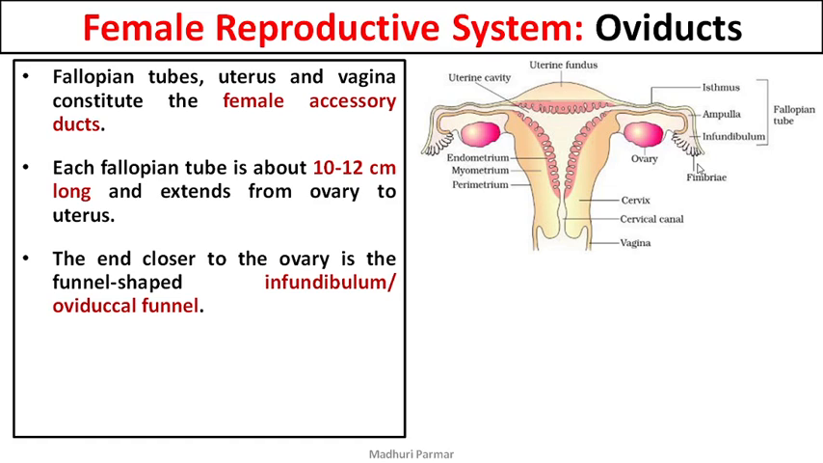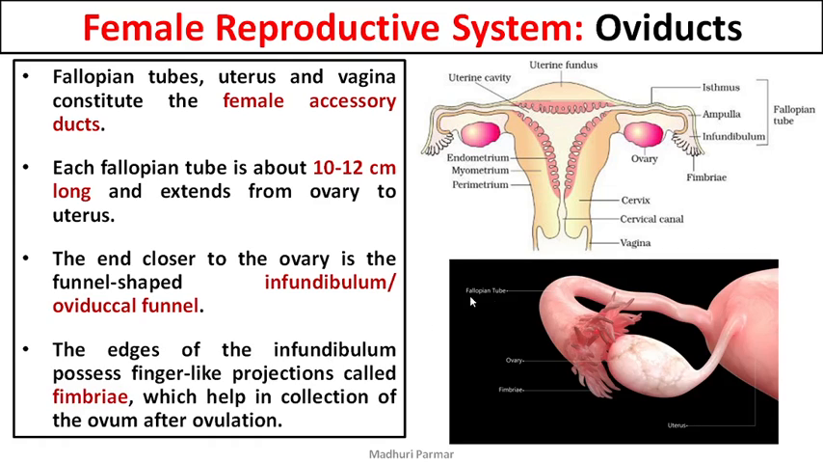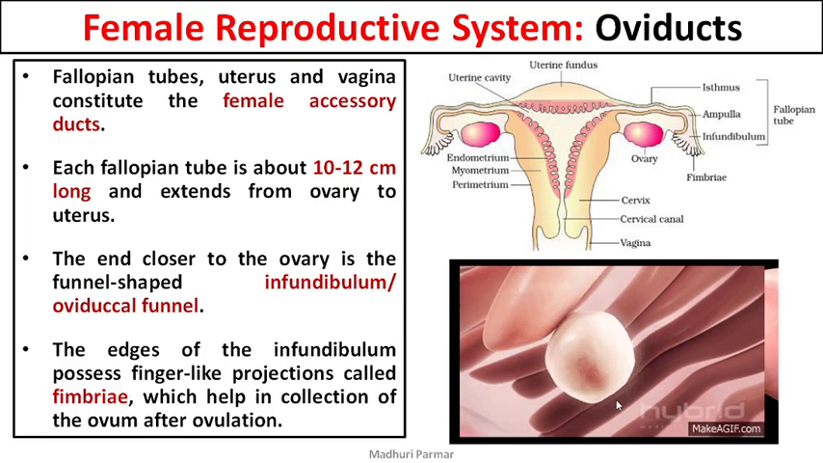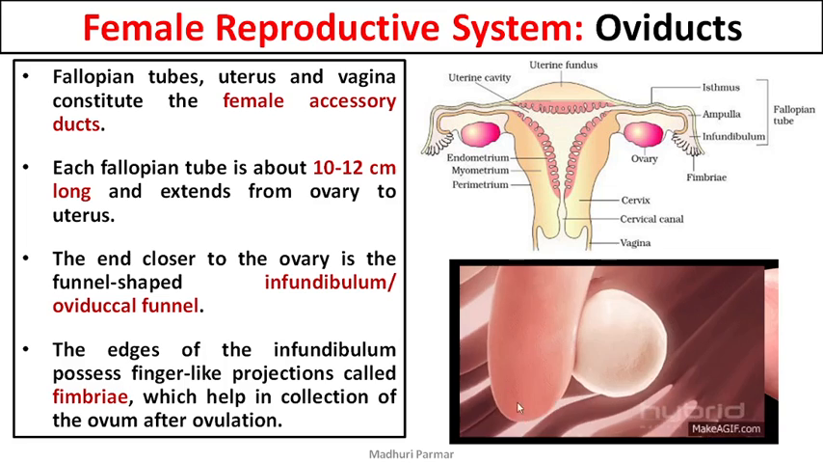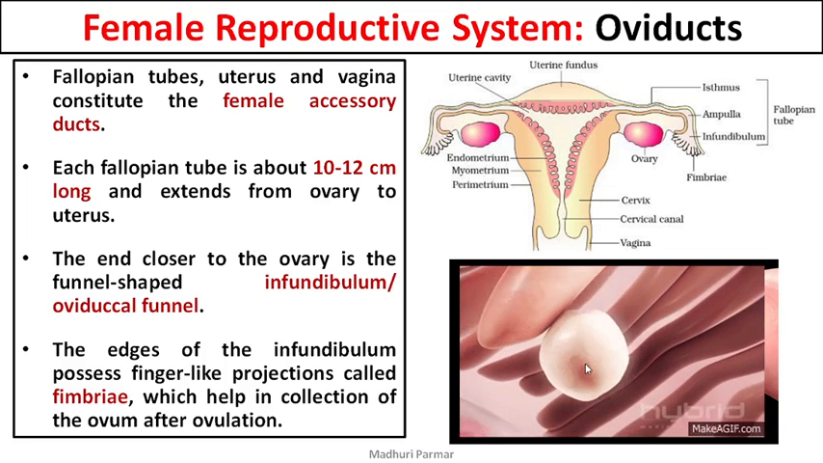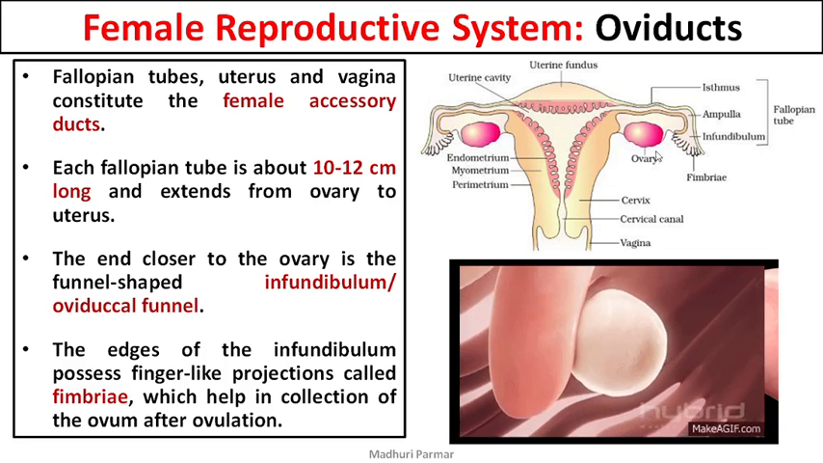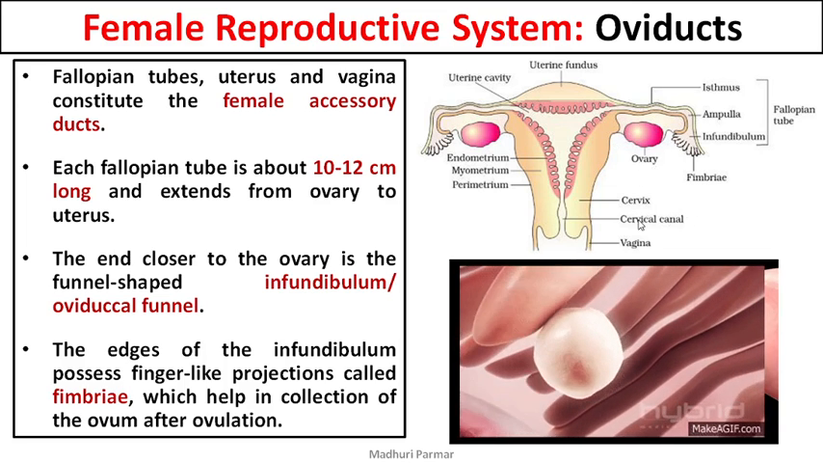The infundibulum has fimbriae. Fimbriae means finger-like structures. These finger-like projections called fimbriae help in collection of the ovum. As you can see, there are many finger-like projections. They will pick up the ovum when it is released from the ovaries. This is how it happens. This is one finger-like projection picking up that ovum and pushing it inside towards the fallopian tube.